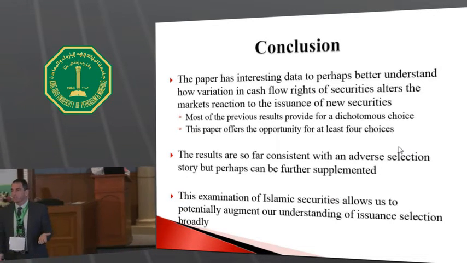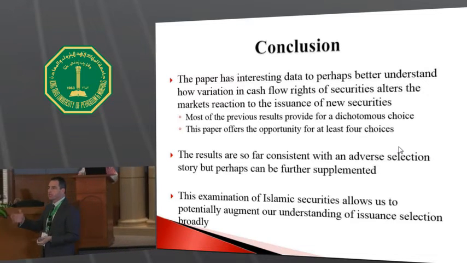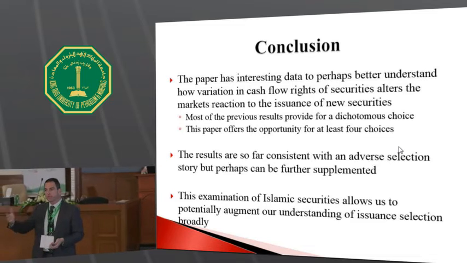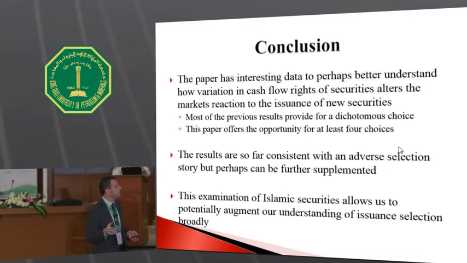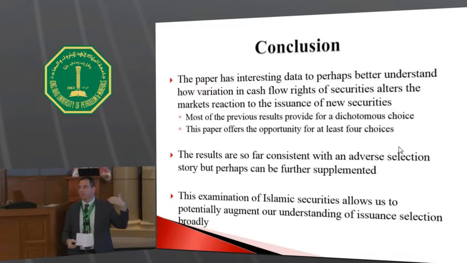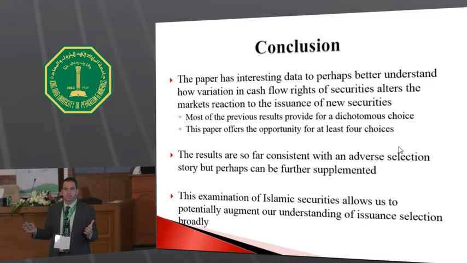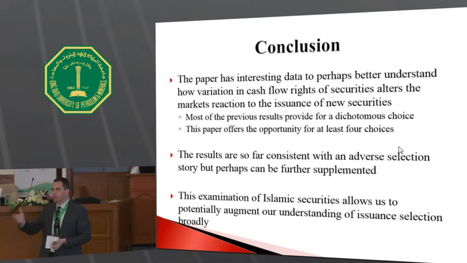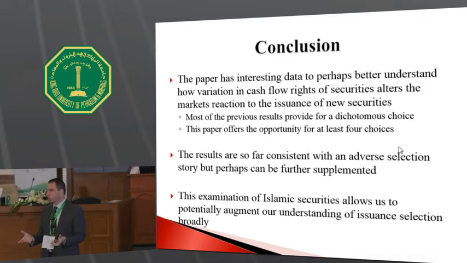The paper has really interesting data, and I think that it's going to allow us to better understand how variation in cash flow rights differentially affect performance in the market's response to that issuance. As I mentioned before, we normally have run this on US securities. We've thought about it, and to some extent a dichotomous choice. There's been some work alluded to by prior discussants that we might think about convertible bonds as a third choice.